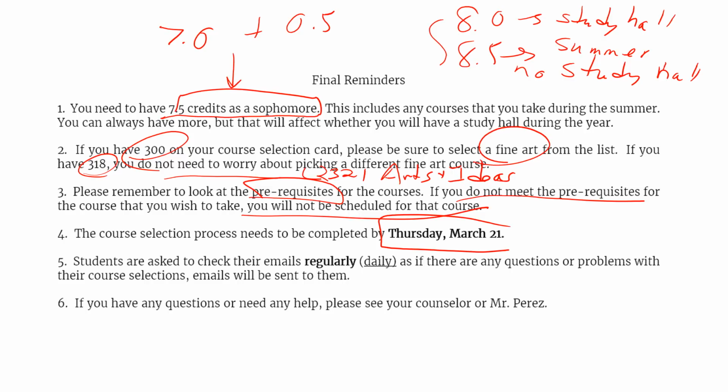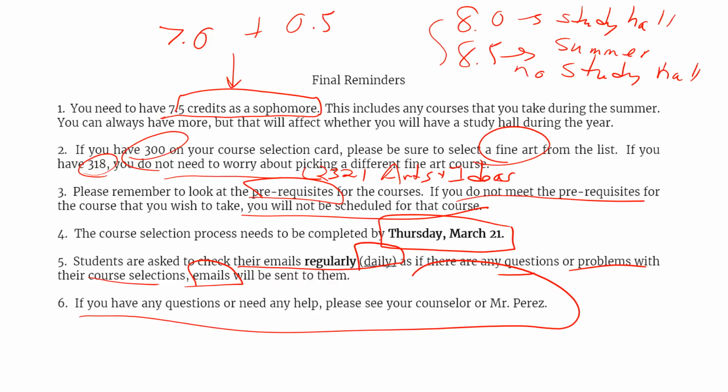We do ask that this course selection process be completed by a week from Thursday. It's March 21st. Please check your email regularly, which means daily, because if I have any questions or problems with your course selections, I'm going to be emailing you as a student to say, hi, I have a question about this. Come on down and talk to me downstairs, or come up to the library and talk to me. And again, if you have any questions, please see your counselor or me at any point in time.